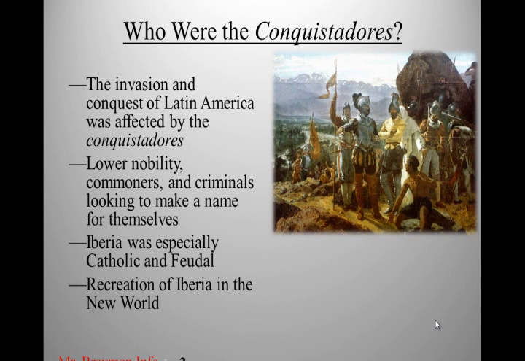You want to remember that the Iberian Peninsula was especially Catholic and still kind of feudal, right? While northern and northwestern Europe were moving into early manufacturing and early industrialization. The economies of Spain and Portugal were still mostly feudal and land-based. And so these conquistadors really tried to recreate Iberia in the New World in terms of how they structured their politics and their culture and their societies.